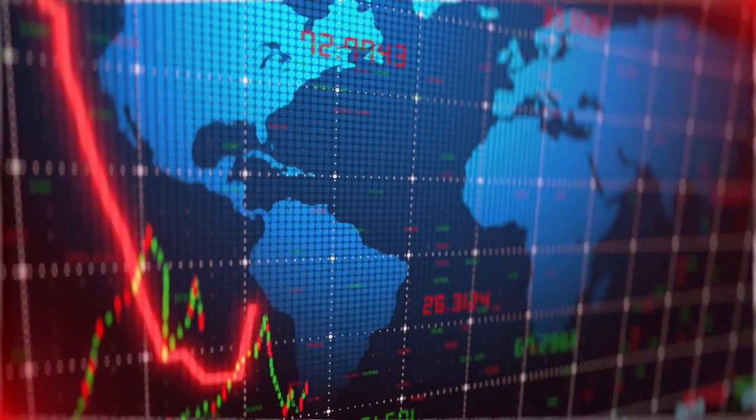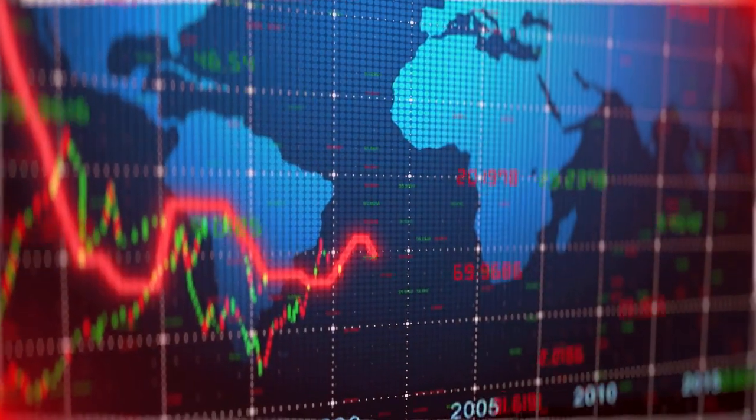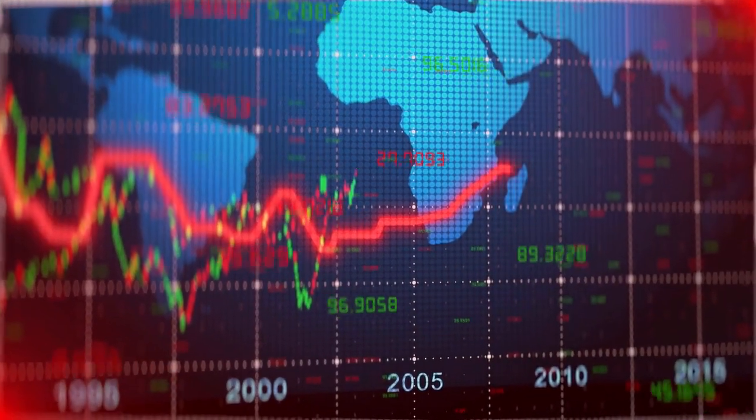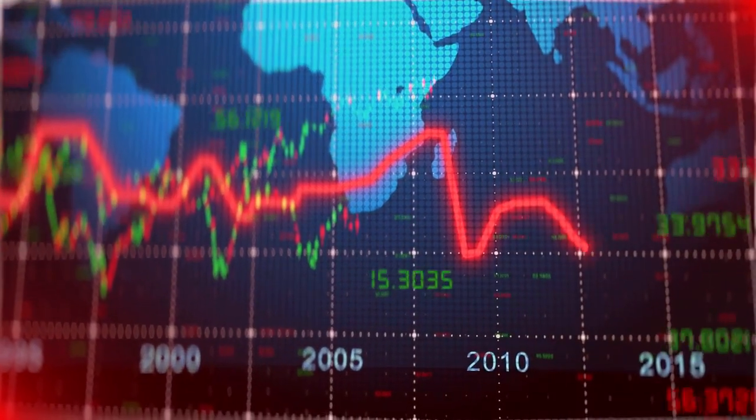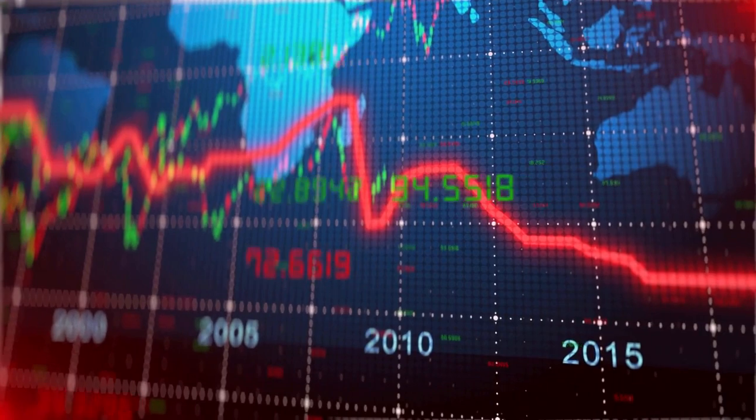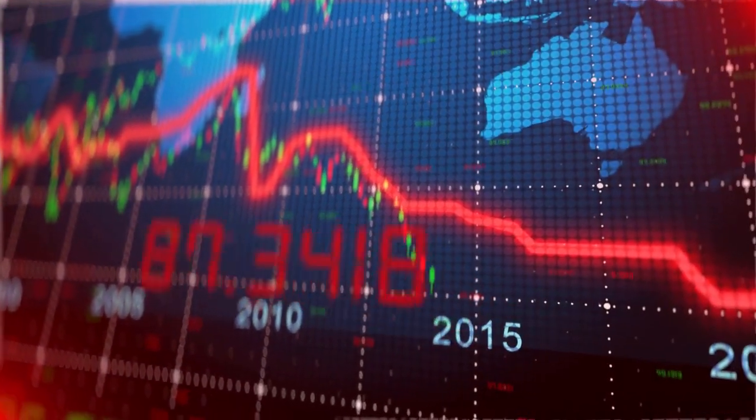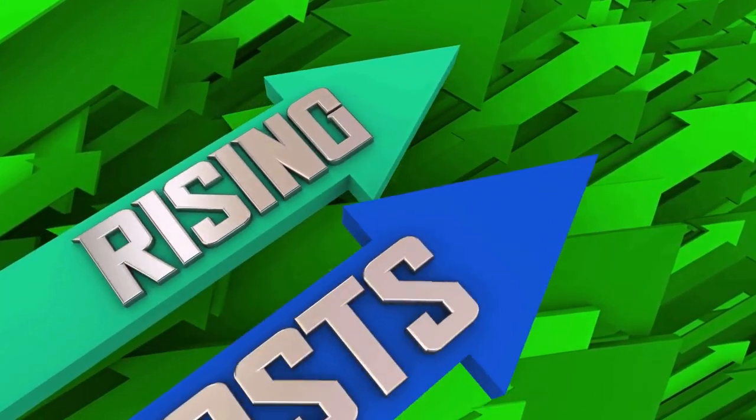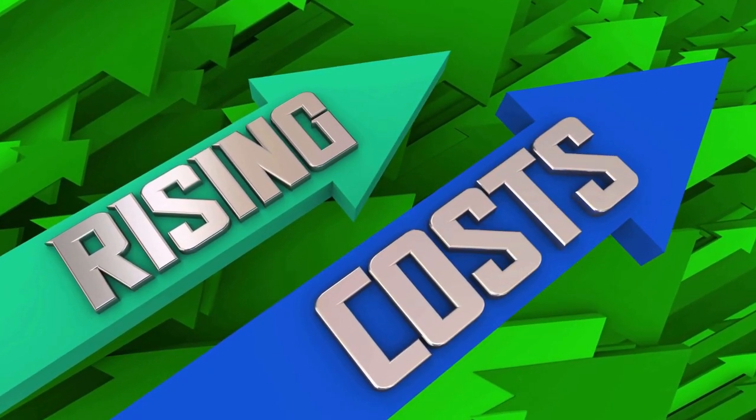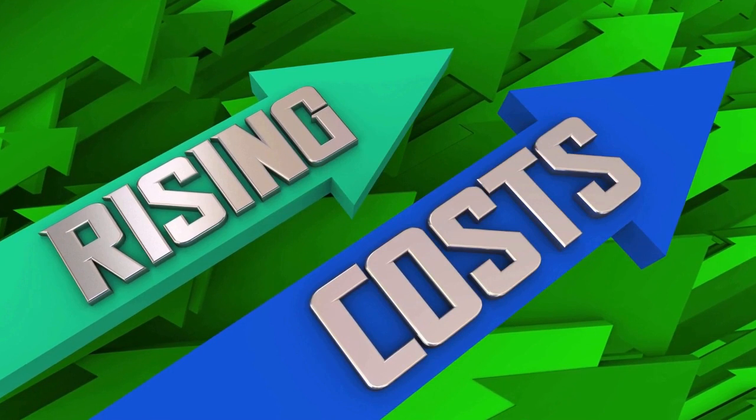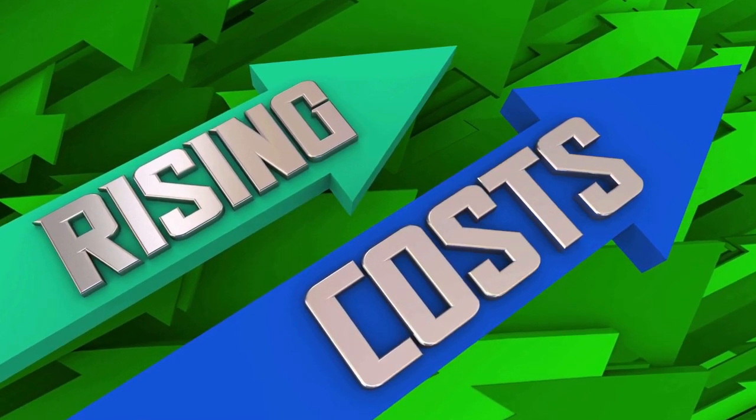Causes of inflation. Now let's talk about why inflation happens in the first place. There are generally three main causes of inflation. First off is demand pull inflation. This occurs when there's an increase in demand for goods and services that outpaces their supply. When demand exceeds supply, businesses can raise their prices, causing inflation.